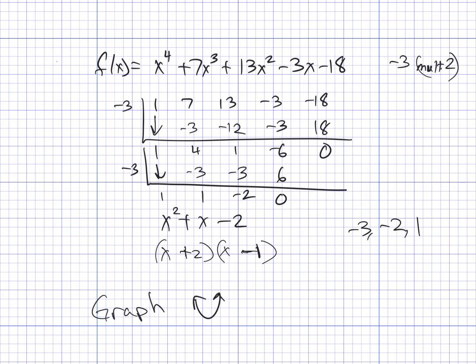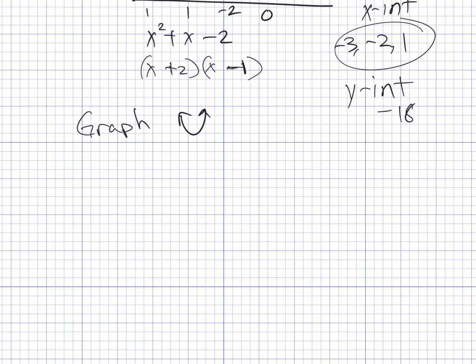It crosses the x-axis possibly 4 times. It doesn't always cross the x-axis just because it has 4 zeros. You could have imaginary zeros, remember, which means they don't cross at those values. But these are all real numbers. So we have our x-intercepts there. What about the y-intercept? Do we know that? Negative 18. It's always the number by itself. So let's go ahead and graph all of this.